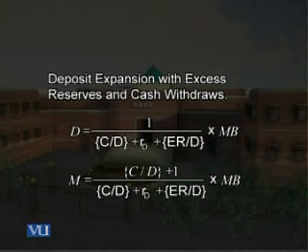But only in the numerator, we add the C over D ratio, which is the currency to deposit ratio. So we have M is equal to C over D plus 1 divided by C over D plus RD plus ER over D. Now in simple words, we have approximately the same multiplier, which is the deposit multiplier, but we are multiplying it by the C over D ratio and that becomes the money multiplier.